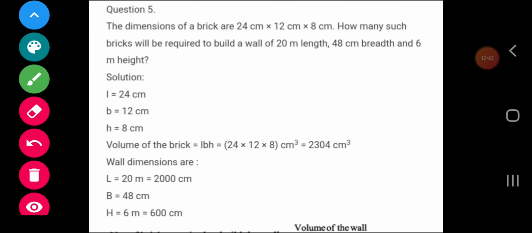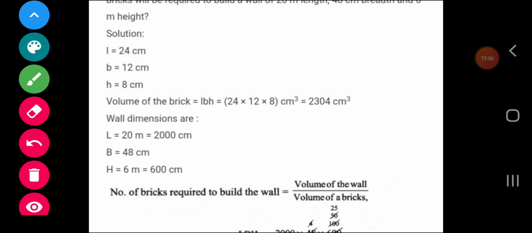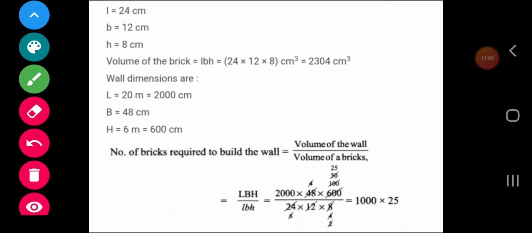Next, question number 5. The dimensions of a brick are 24 centimeter into 12 centimeter into 8 centimeter. How many such bricks will be required to build a wall of 20 meter length, 48 centimeter breadth and 6 meter height? Here we need to find the required number of bricks. Simply we can divide the volume of wall by volume of brick.